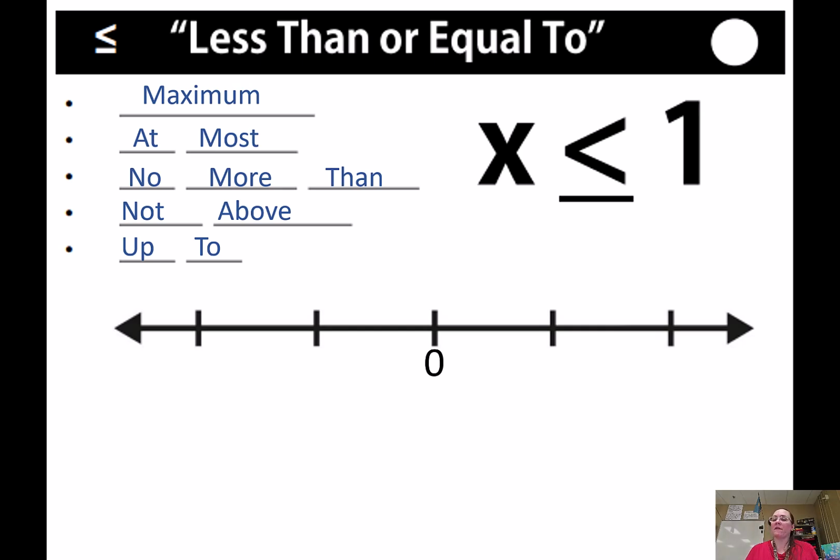When I go to graph this on the number line, I would put a closed dot at 1. And since it's less than, I'm going to shade to the left, because I want all the numbers that are smaller than.